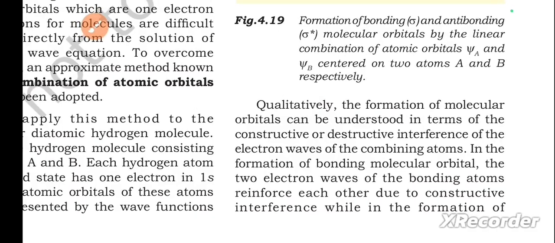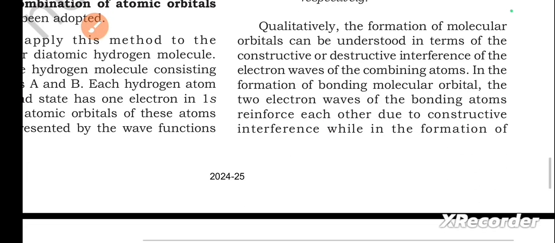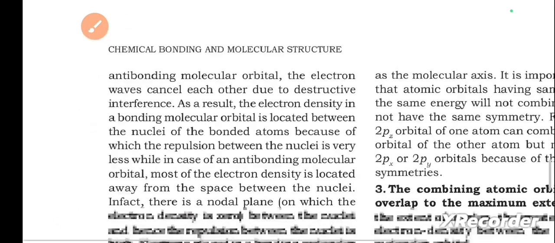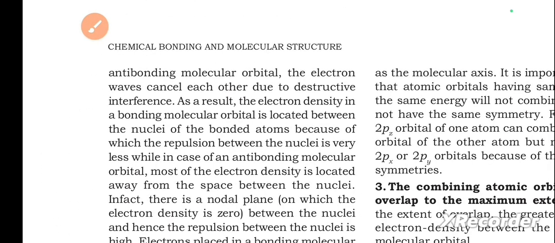Qualitatively, the formation of molecular orbitals can be understood in terms of the constructive or destructive interference of the electron waves of the combining atoms. In the formation of a bonding molecular orbital, the two electron waves of the bonding atoms reinforce each other due to constructive interference, while in the formation of an anti-bonding molecular orbital, the electron waves cancel each other due to destructive interference.